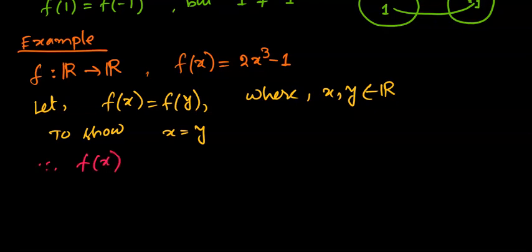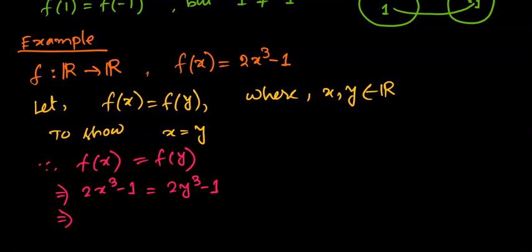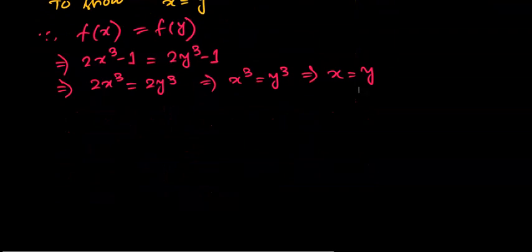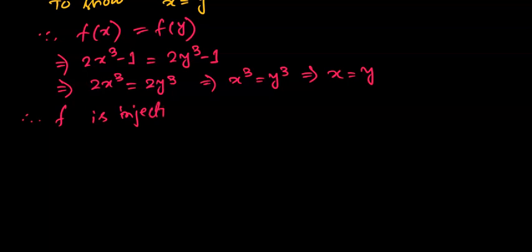Since f(x) equal to f(y), now you write what is f(x) and what is f(y), that is 2x cube minus 1 is equal to 2y cube minus 1. So minus 1 and minus 1 get cancelled out. We get 2x cube equal to 2y cube. From here we get x cube equal to y cube, and from here we get x equal to y. So we assume that f(x) equal to f(y) and we get the conclusion that x equal to y. Therefore f is an injective function. So here we prove that f is an injective function.